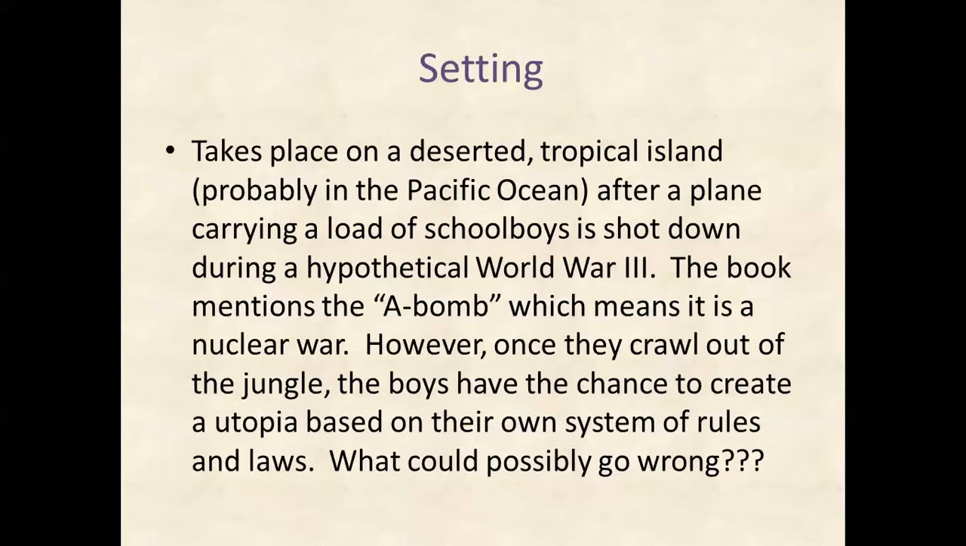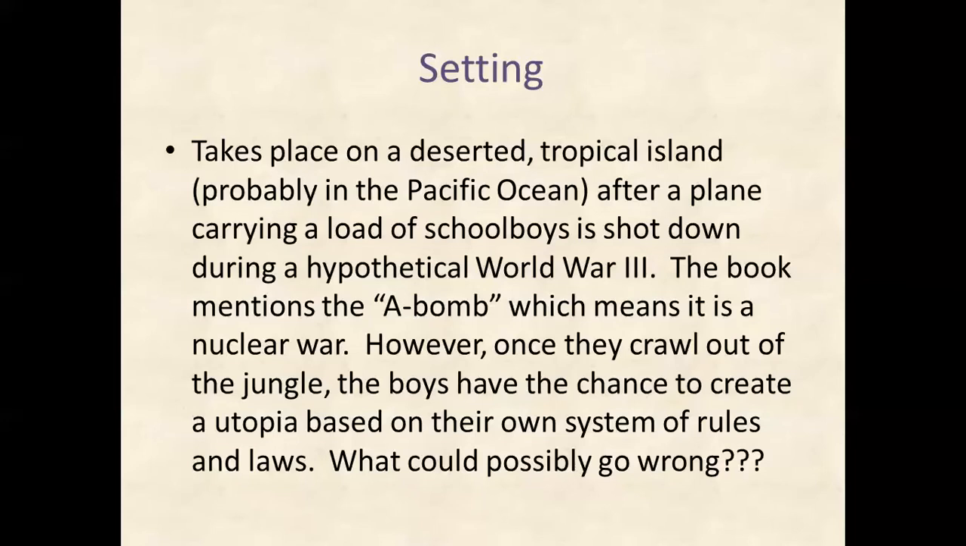Now, the setting, if you paid attention to the fine details of the novel, takes place on a deserted tropical island in the Pacific Ocean. It actually does mention the Pacific Tide in one of the lines. What's happened is that these boys' hometown has been attacked, and they were evacuated. They were all in an all-boys school together, which would have been common in the 1950s in Britain. So they loaded a plane before their hometown is bombed, and they start flying, and it ends up getting shot down during this hypothetical World War III.